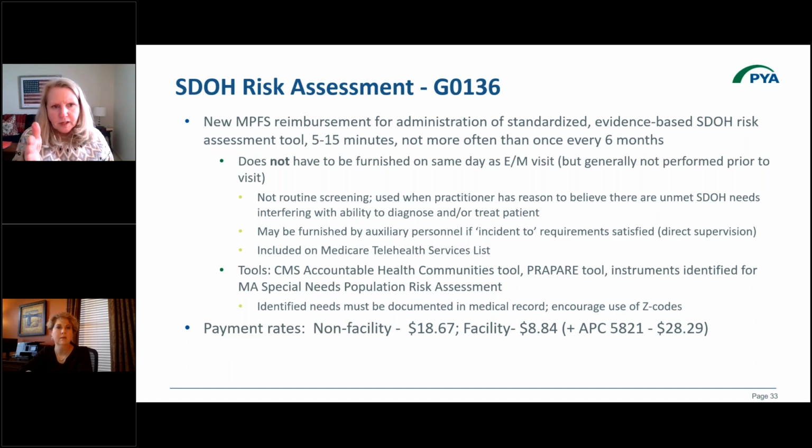I think there's an opportunity here, particularly for hospital-based practices, to align this with the hospital inpatient quality measure that requires screening for inpatients. That screening is going to identify potential needs. This then gives you the opportunity for performing the risk assessment and capturing that additional reimbursement.